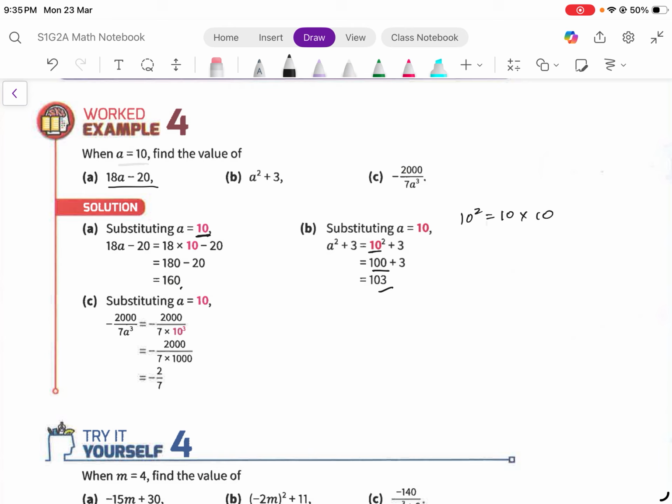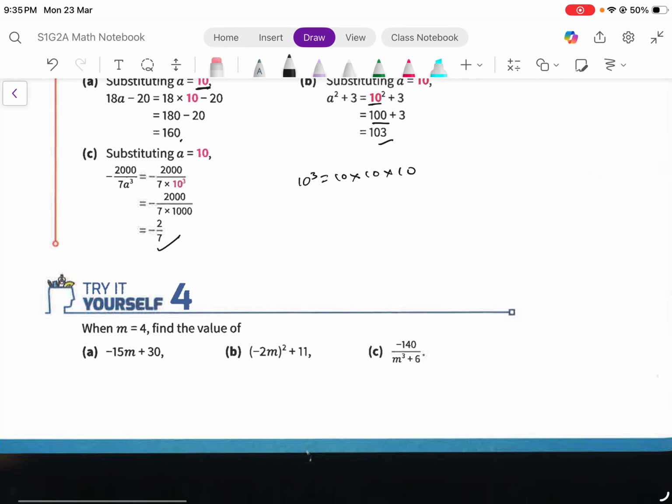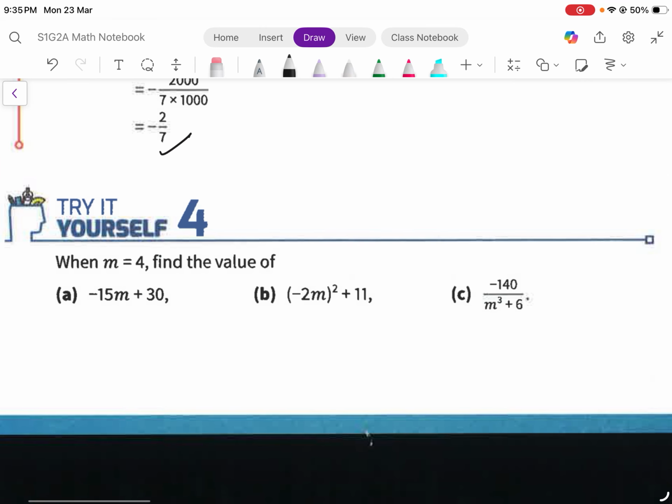Next one, remember 10 cubed is 10 times 10 times 10. So 2000 minus 2000 over 7 times 10 to the power 3. Simplify using our calculator, minus 2 over 7. Okay, so same thing here. Alright, this is quite straightforward. So if m equals 4, so it's minus 15 times 4 plus 30. Alright, so it's minus 60 plus 30. You get minus 30.